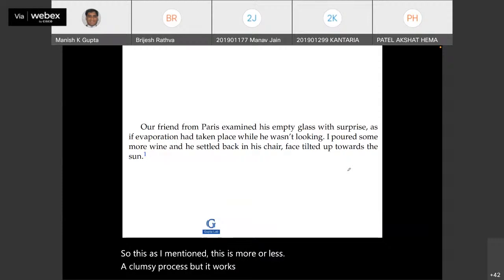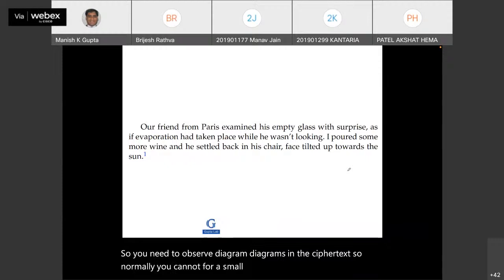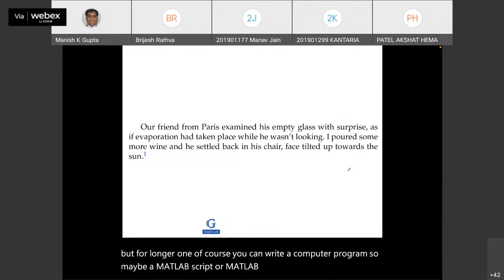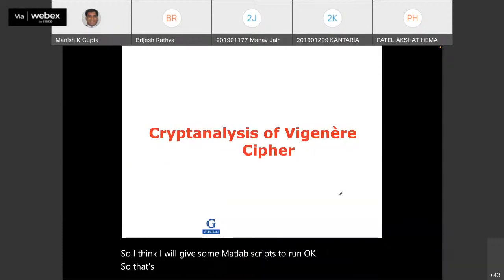For each ciphertext, it will be different. So you need to observe digrams in the ciphertext. For a small ciphertext, you can do it by hand, but for a longer one, of course, you can write a computer program, maybe a MATLAB script or Maple script or Mathematica. I think I will give you some MATLAB scripts to run. So that's all about this cipher.